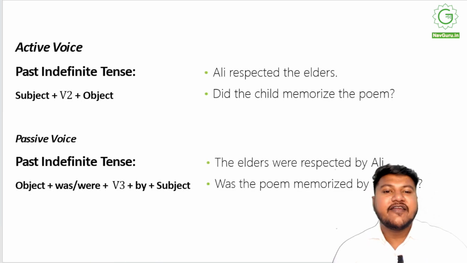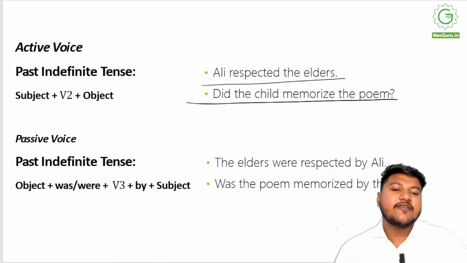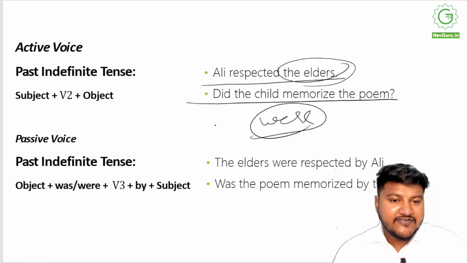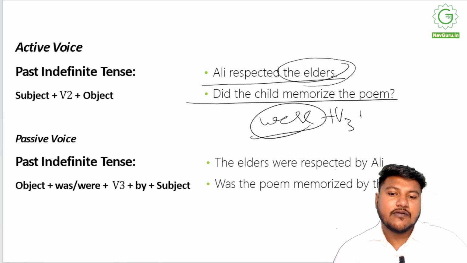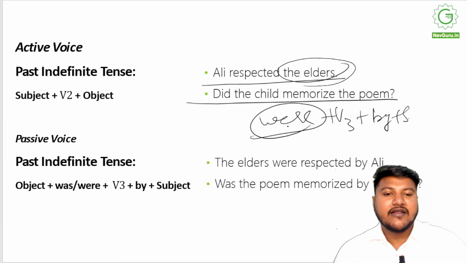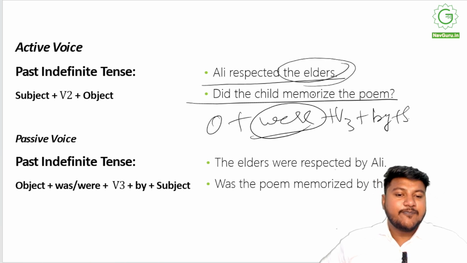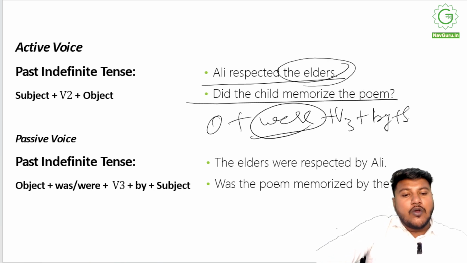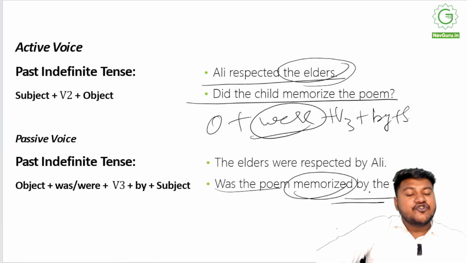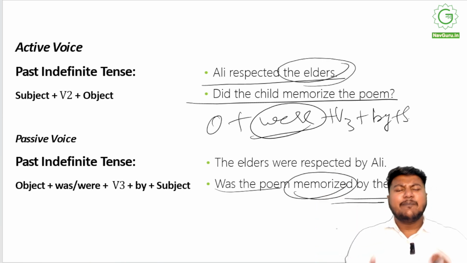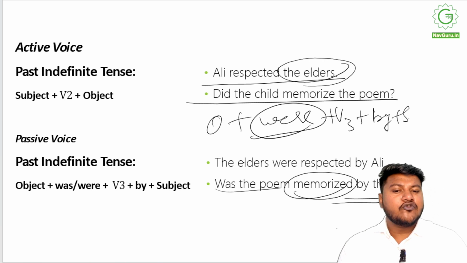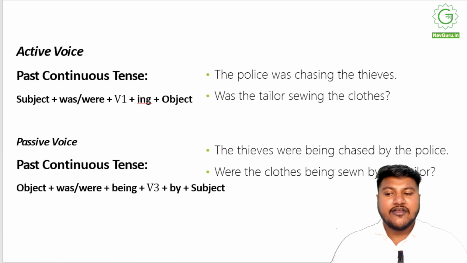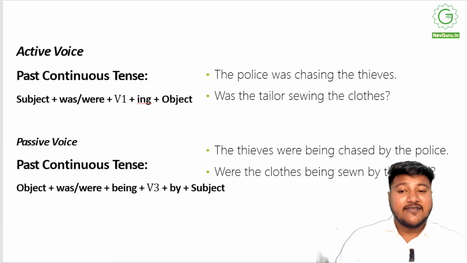Next up, past indefinite. "Ali respected the elders." "Did the child memorize the poem?" "Were" comes in place of "is", just after the object. Then again, V3 plus by plus subject. So it becomes "The elders were respected by Ali." "Was the poem memorized by the child?" Simple: switch the subject and the object, add was, add V3, add by and then put the subject at the last. It will always continue in the same pattern unless it's perfect continuous.